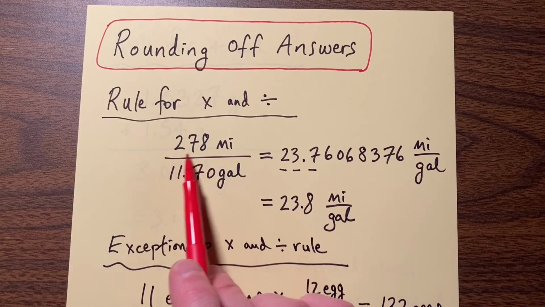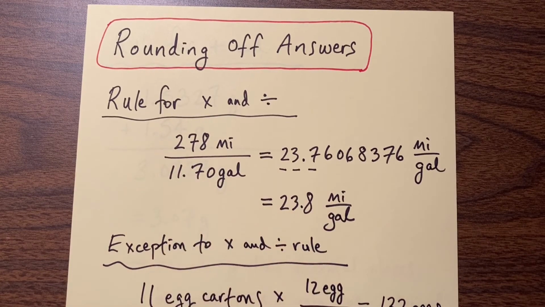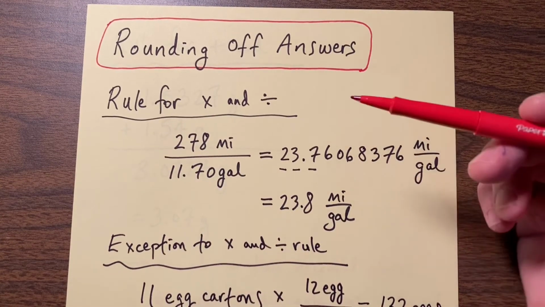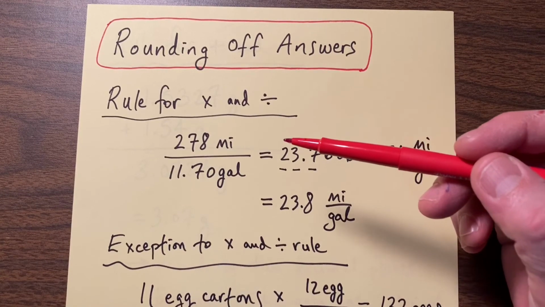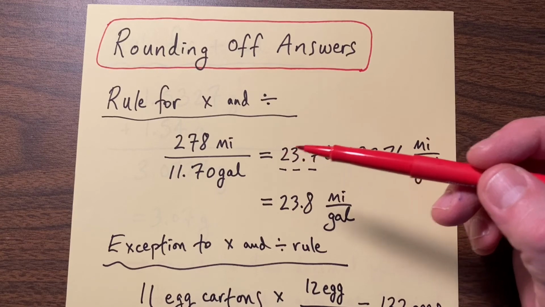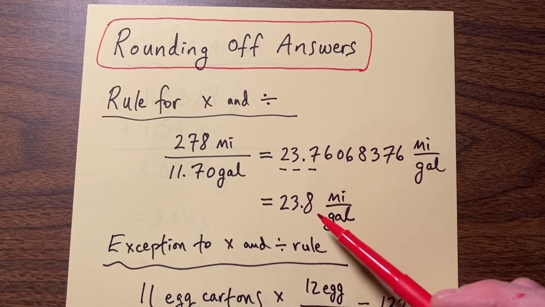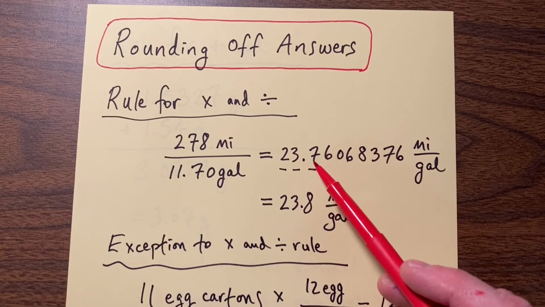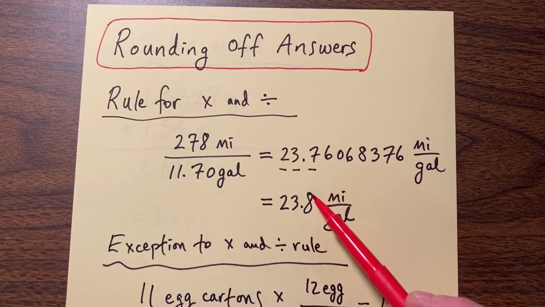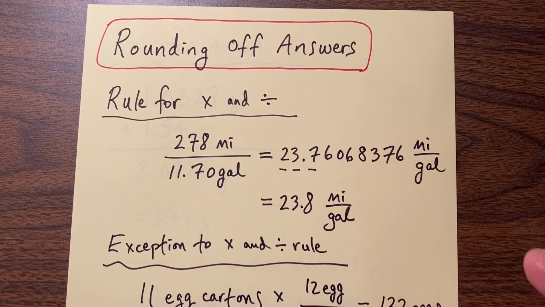But you shouldn't keep all those digits. You only had 3 significant digits in your distance and 4 significant digits in your volume of gas. So it's reasonable to think that you can't report more than 3 significant digits in your final answer. So you'd have to round it off to 23.8. I can keep the 2, the 3, and the 7 in my non-rounded answer, but I round the 7 up to an 8 because the first digit after 7 is a 6, which is greater than 5.